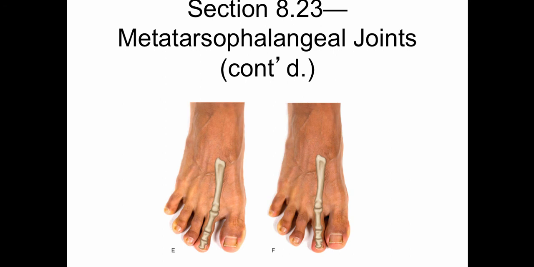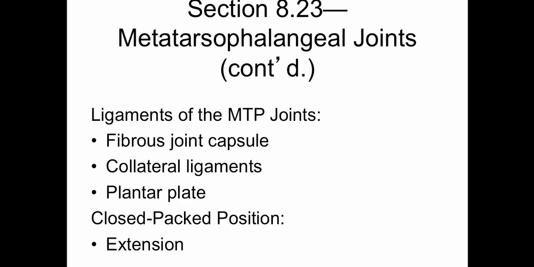Figure E shows fibular abduction of the second toe at the metatarsophalangeal joint, and figure F shows tibial abduction of the second toe at the metatarsophalangeal joint. The fibrous joint capsule of the metatarsophalangeal joint is stabilized by collateral ligaments and the plantar plate. The collateral ligaments are the medial collateral ligament and the lateral collateral ligament. They are thickenings of the joint capsule located on the respective side of the metatarsophalangeal joint.